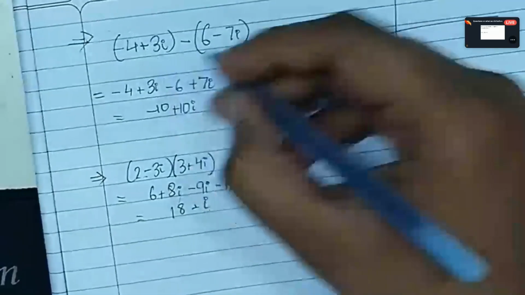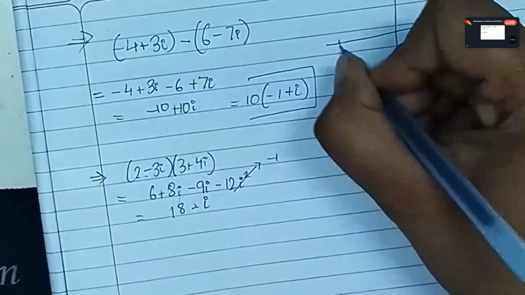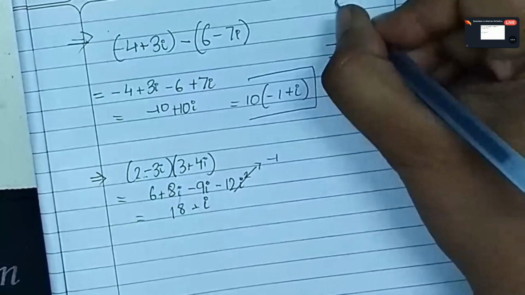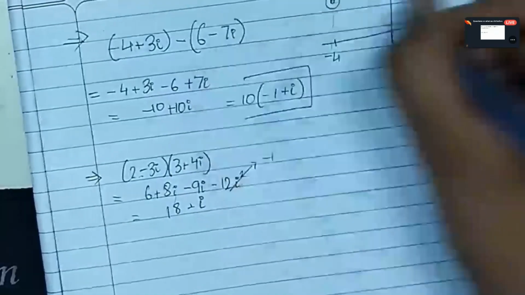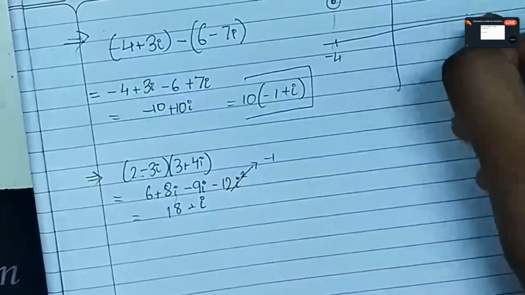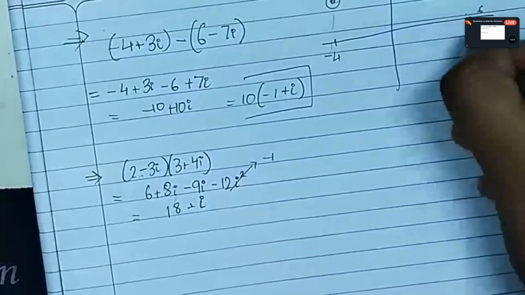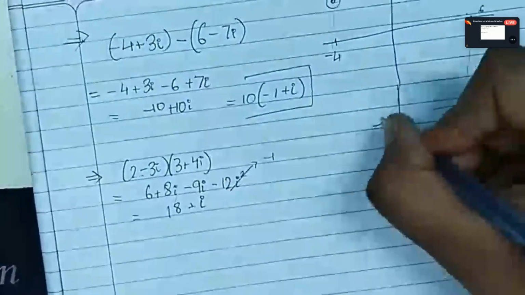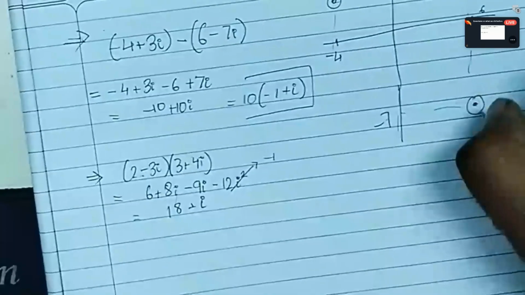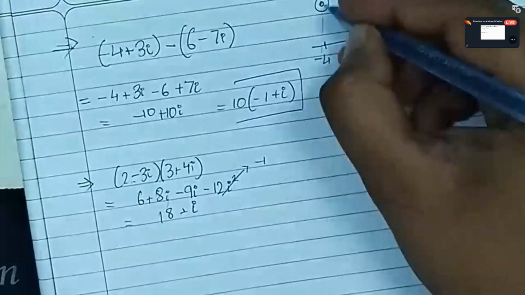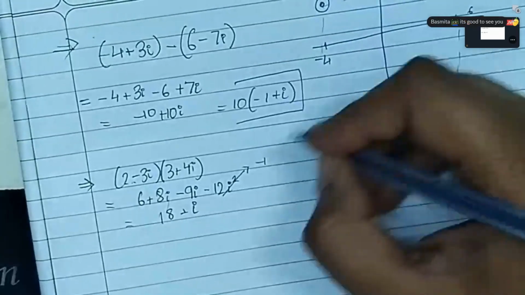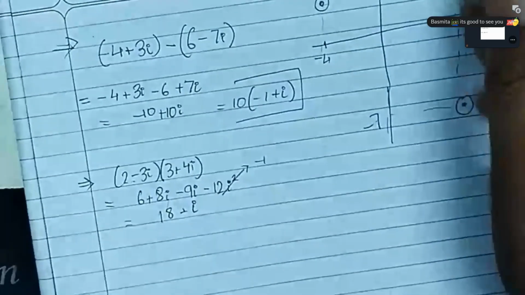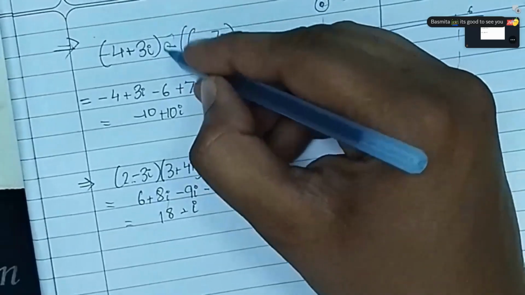So this is basically a point -4 comma 3, and this is the point 6 comma -7. When we subtract these 2 points, this is a subtraction between the points.